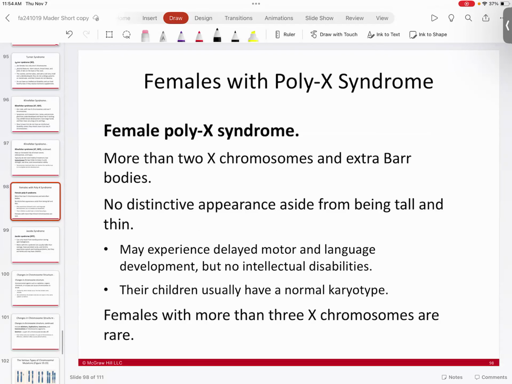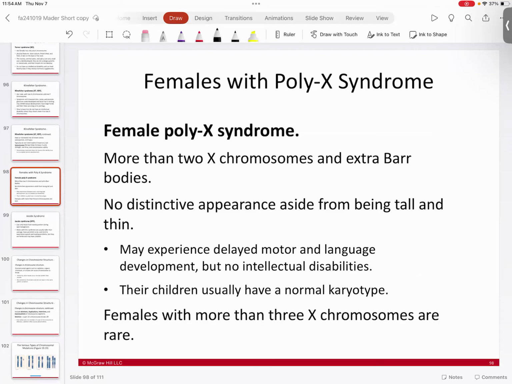Now, a poly X female, like triple X, quadruple X, basically all these extras will just basically be inactivated. And so ultimately the female should be, for the most part, mostly normal in terms of appearance and things like that. There may be some subtle, very small delays and things like that, but nothing perceptible to see like, yikes, there's a situation going on here.